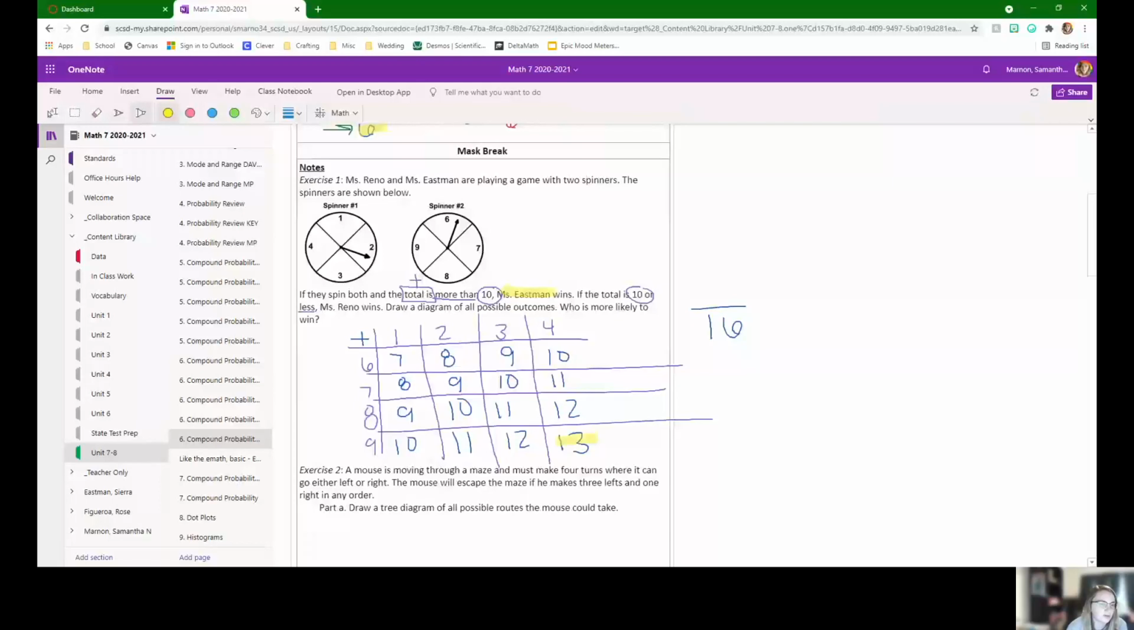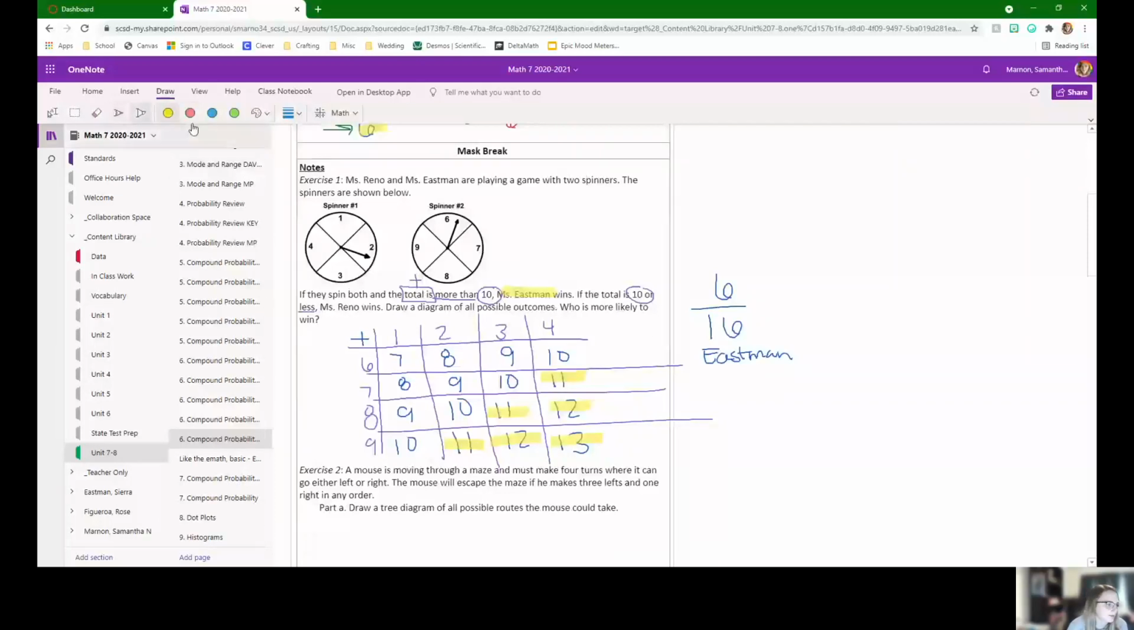She'll win if you get a 9 and a 4, a 9 and a 3, a 9 and a 2. She'll win if you get an 8 and a 4, an 8 and a 3, and she'll win if you get a 7 and a 4. So there's 1, 2, 3, 4, 5, 6 possibilities for Miss Eastman.